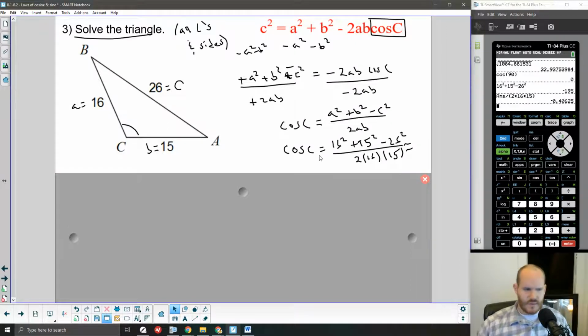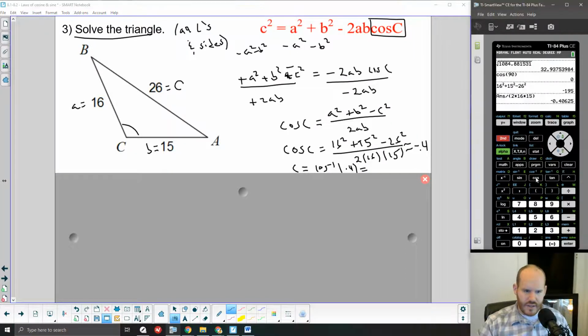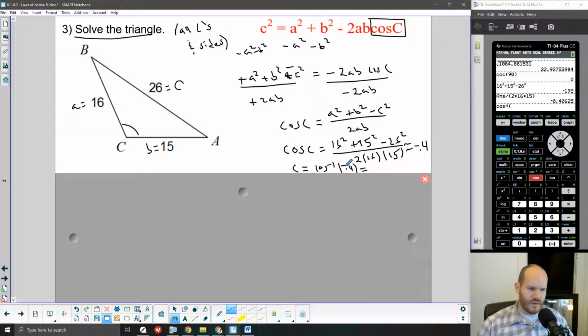And in fact, for cosine, I can actually just get that quadrant 2 angle immediately by applying the inverse. So if I apply the inverse to both sides of the expression that I now have, I have cosine C is equal to negative 0.4 essentially. If I do cosine inverse of that, I should get C.